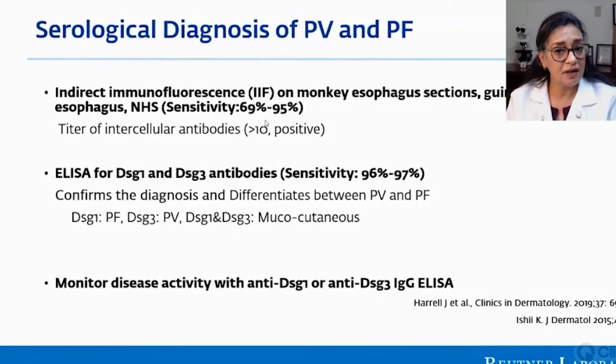And at BL, we use only monkey esophagus, and we've also added the IgG4 subclass on IIF, which improves the sensitivity of this test. And ELISA is available for DSG1 and DSG3 antibodies to confirm the diagnosis and also to differentiate between PV and PF. So if a serum is positive for DSG1 only, it suggests a diagnosis of Pemphigus foliaceus. If it's positive for DSG3 only, then it's indicative of a diagnosis of PV. If both DSG1 and DSG3 antibodies are present, then it indicates a mucocutaneous form of pemphigus.